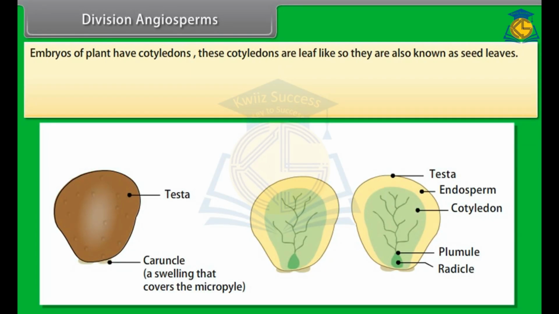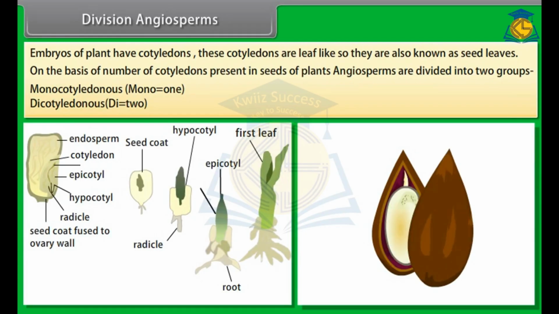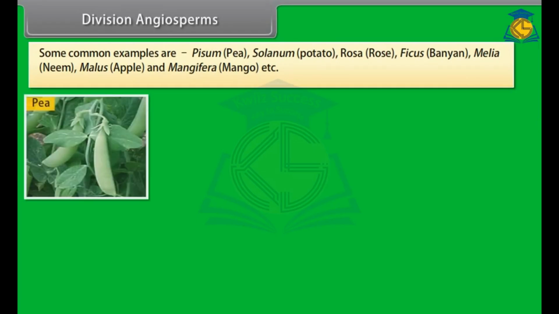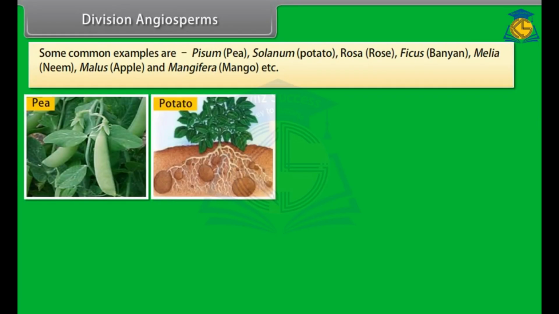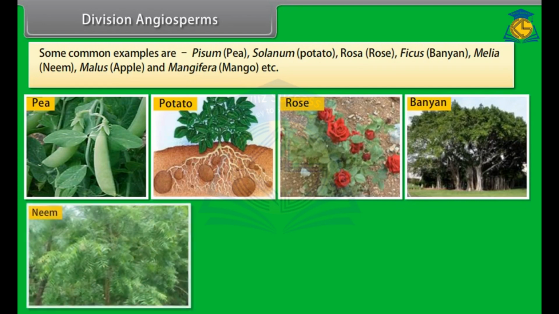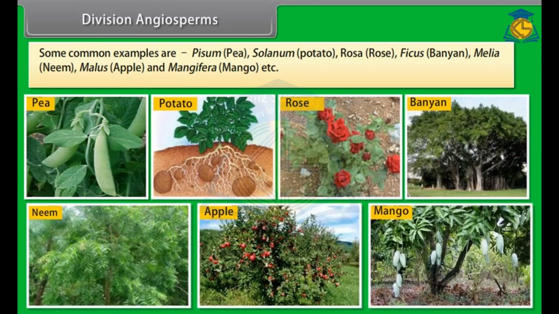Embryos of plants have cotyledons. These cotyledons are leaf-like, so they are also known as seed leaves. On the basis of the number of cotyledons present in the seeds of plants, angiosperms are divided into two groups: monocotyledonous, where mono is 1, and dicotyledonous, where di is 2. Some common examples are Pisum, pea; Solanum, potato; Rosa, rose; Ficus, banyan; Melia, neem; Malus, apple; and Mangifera, mango, etc.